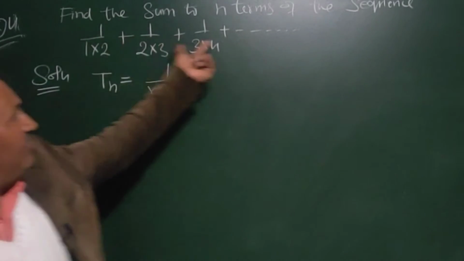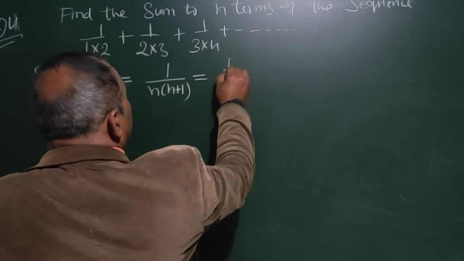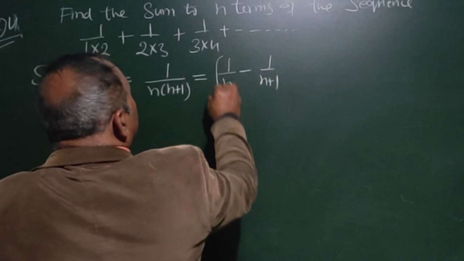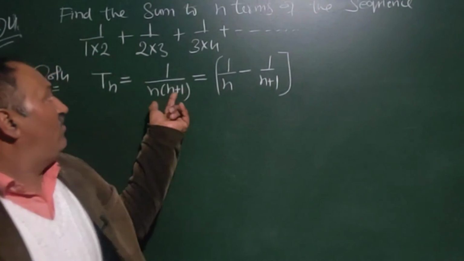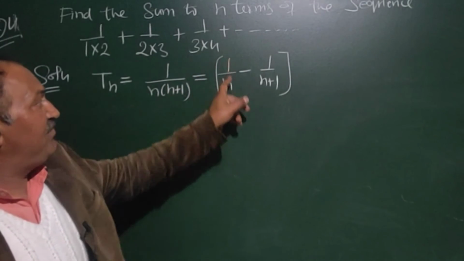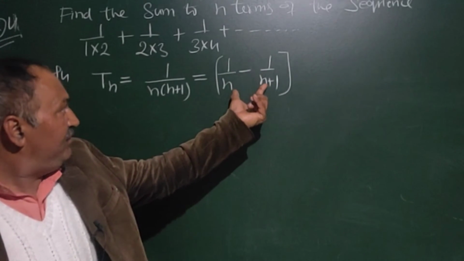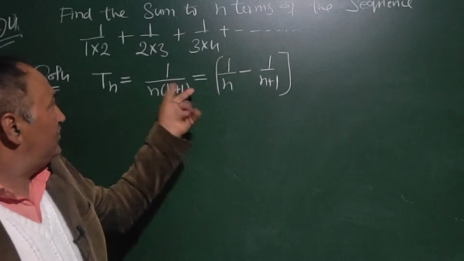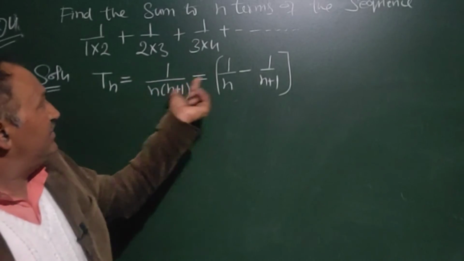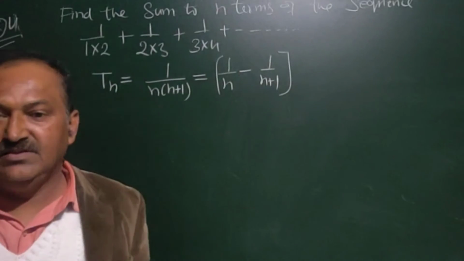This will be the nth term of this sequence. And this sequence can be written as 1 upon n minus 1 upon n plus 1. These are called partial fractions of this term. 1 upon n into n plus 1 can be written as 1 upon n minus 1 upon n plus 1. If we take the LCM, we will get after calculation the same thing. Therefore, breaking this as, this is the nth term of this sequence.